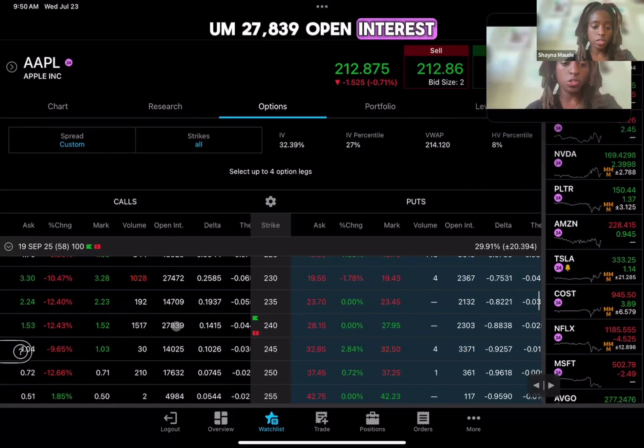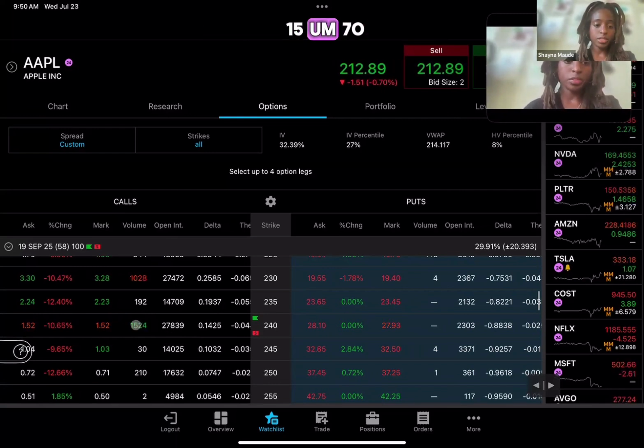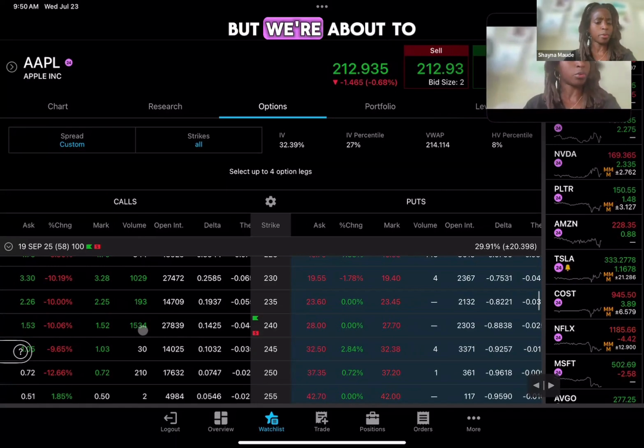27,839 open interest for contracts, and then 70, that's 15, okay, 34. Look, people are buying it. You see the volume going up. People are buying this contract. They're like, no, no, no, we're about to buy it.